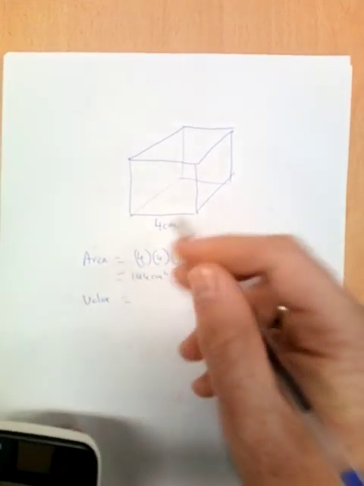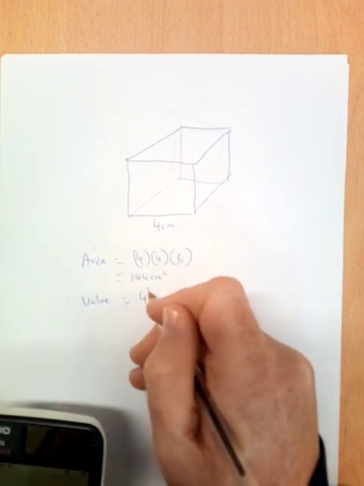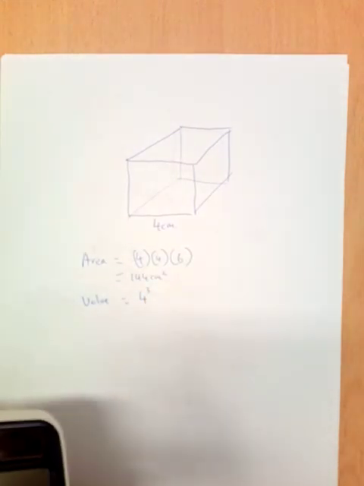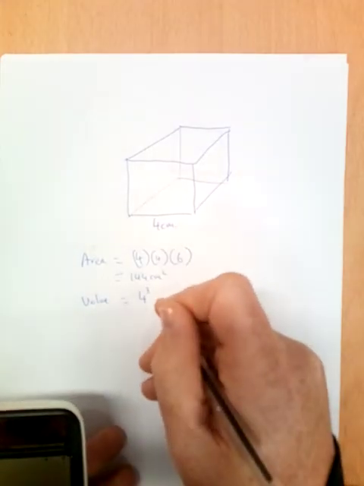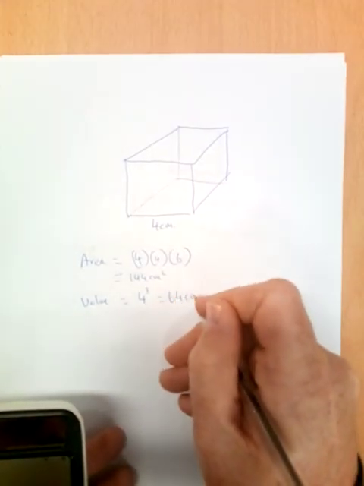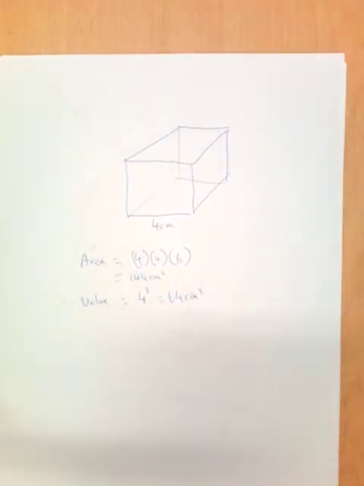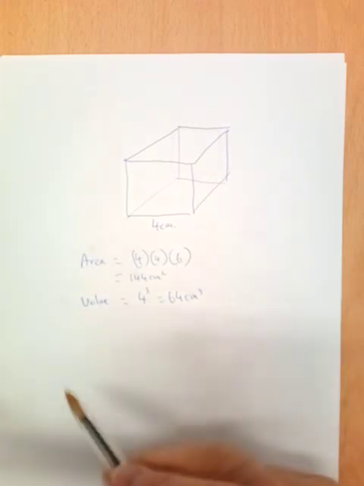It's just going to be one side to the power of 3. 4 cubed is 64. So that's the beauty of that, okay? So that's your special version for the cuboid.